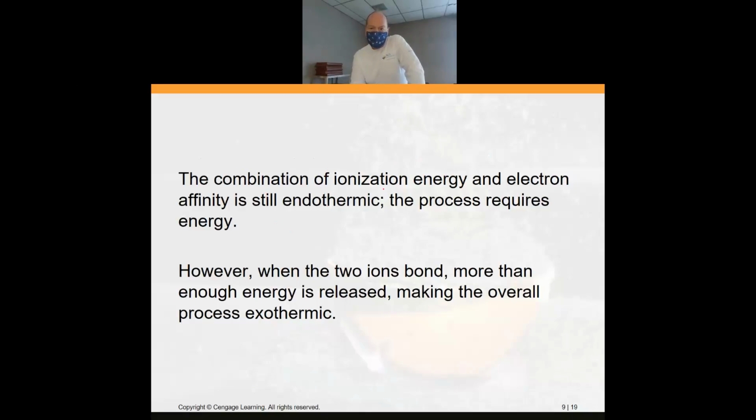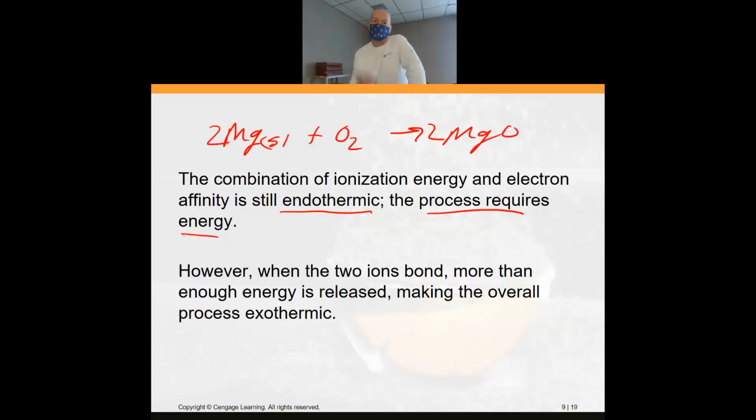All right, combinations of ionization energies and electron affinities is still endothermic. That means that the process requires energy. So if we take magnesium, for example, in our lab, and we add oxygen, we don't just sit there and look at it and it doesn't turn into MgO. We had to heat it. We put it in a crucible and we had to heat it very hot. So it required an activation energy.